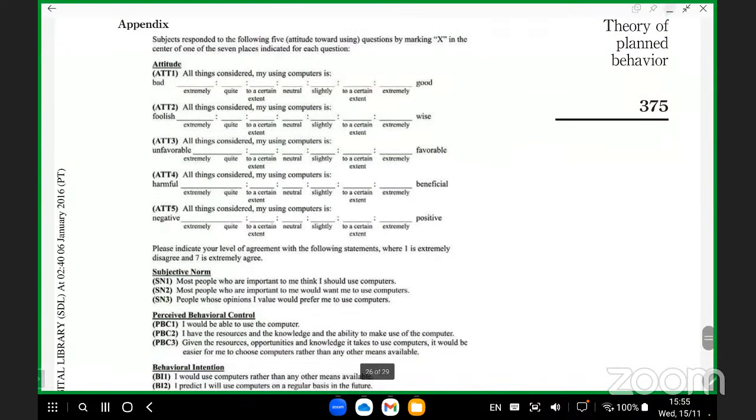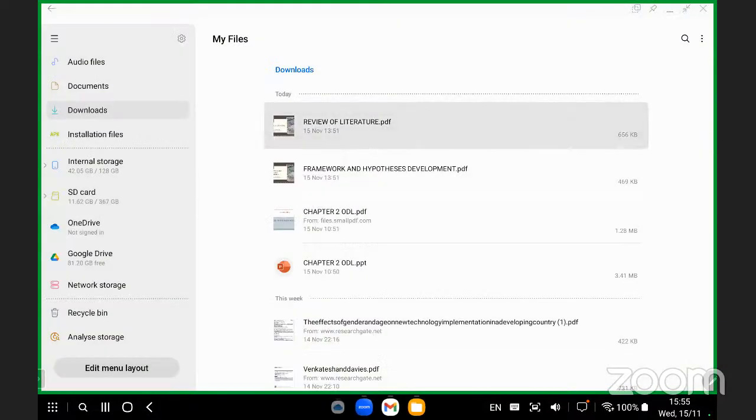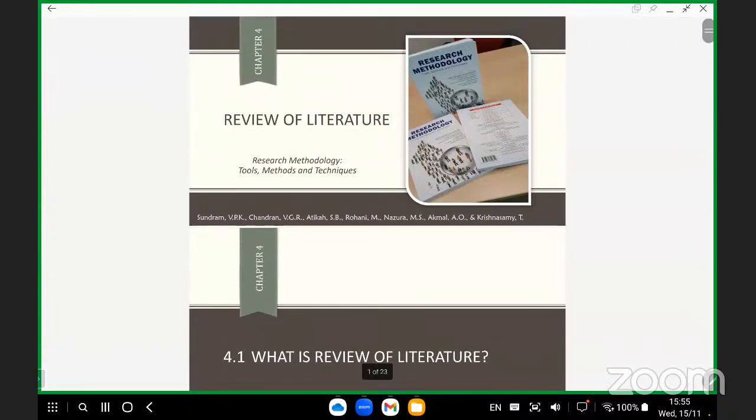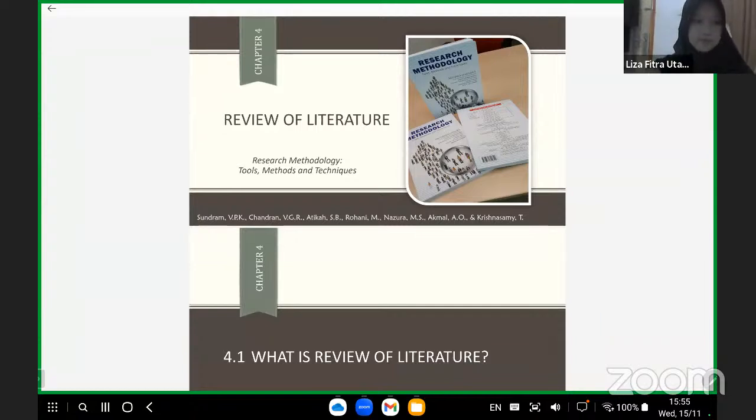Kenapa pula ni tak nak keluar? Okay, tak nak keluar dia. Boleh nampak ya? Student-student semua? Boleh? Boleh, Madam. Boleh, thank you so much.